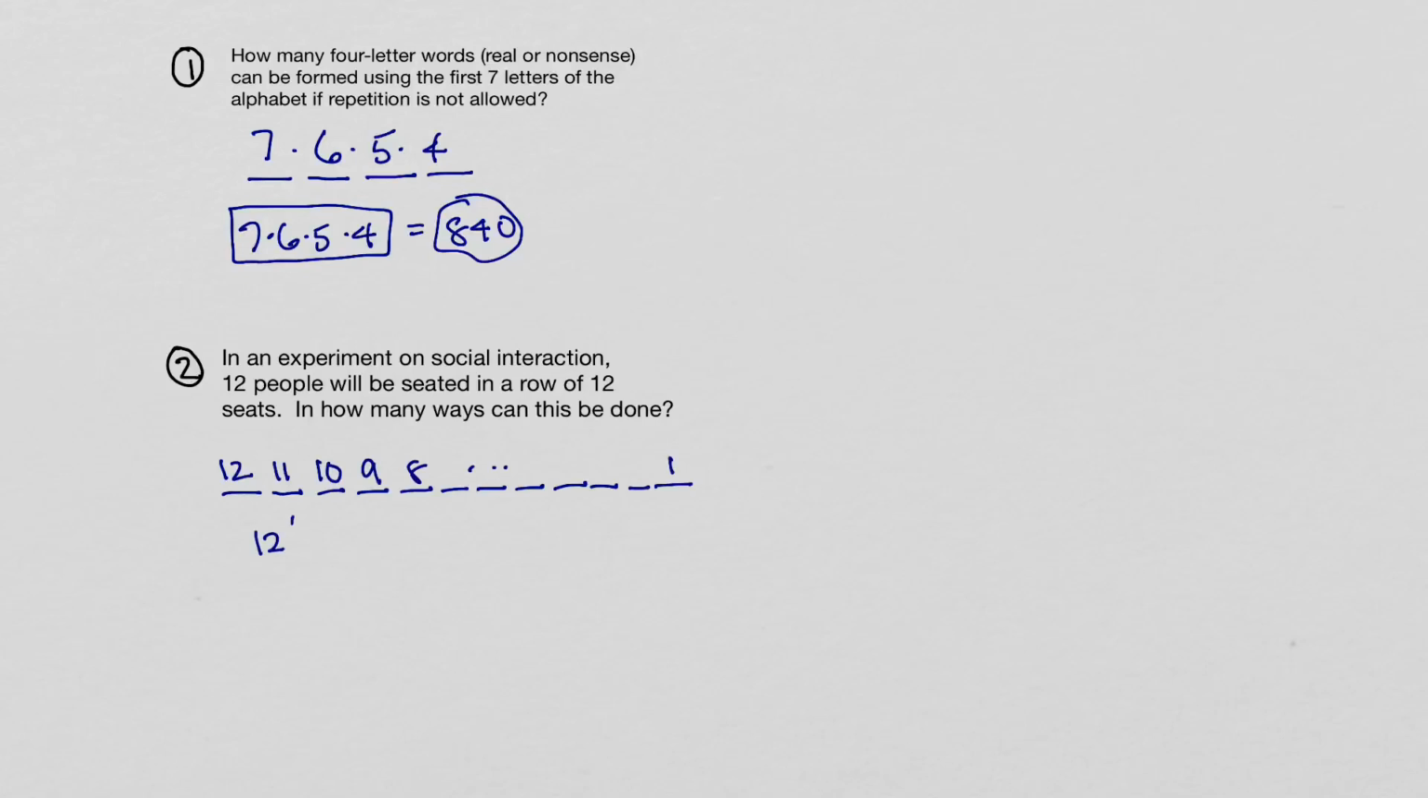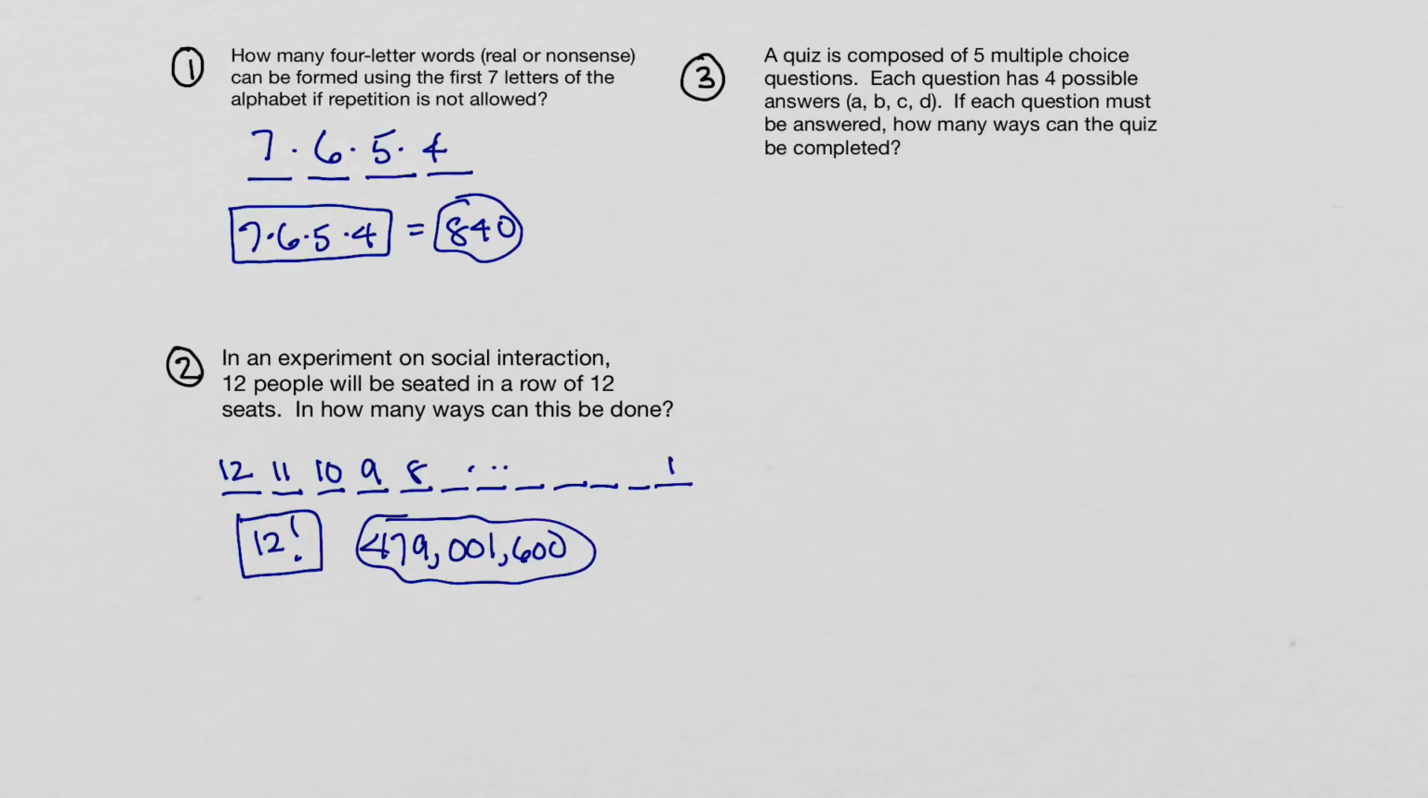So this looks like it's going to be 12 factorial, and that's pretty big. So if you just want to leave it as 12 factorial, that's fine. When I multiplied it out, I got 479,001,600. But when numbers are big like this, you can just leave that as 12 factorial. Let's go on to number 3 here.